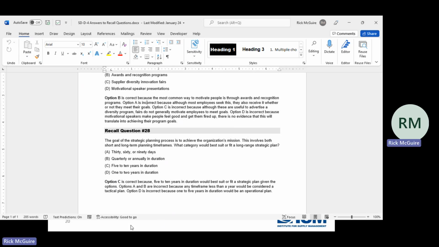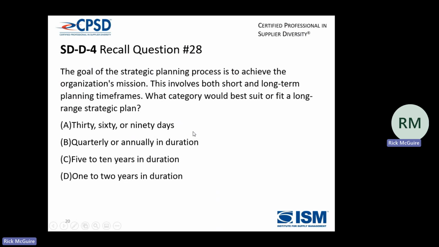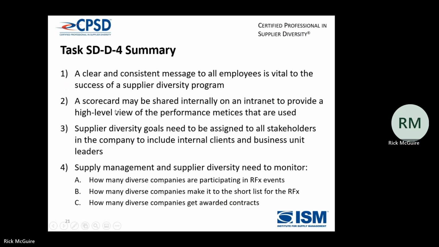Okay, we've got to finish up with summary slides. A clear and consistent message to all employees is vital to the success of the supplier diversity program. A scorecard may be shared internally on an intranet to provide a high-level view of the performance metrics that are used for the supplier diversity program. Supplier diversity goals need to be assigned to all stakeholders in the company, to include internal clients and business units, and put on their performance reviews.